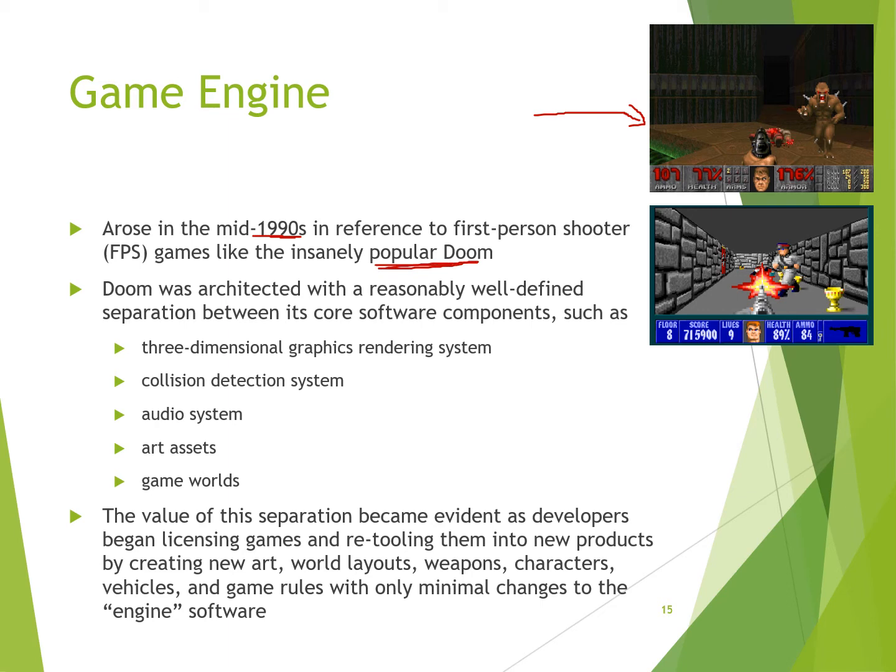The architecture of DOOM is quite well defined. If you have time, you can just search for the game design document about DOOM on the internet. The full game design documents are there. They divide the system into a quite manageable architecture: a three-dimensional graphical rendering system, a collision detecting system, an audio system, an art asset system, which means resource management, and then they have the game world.